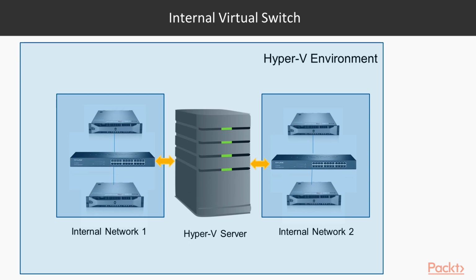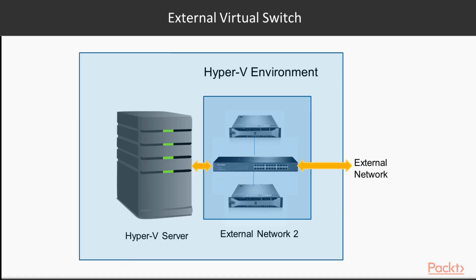The second type of virtual switch is called internal. This type of virtual switch provides access to other virtual machines connected to the same internal switch and to the Hyper-V host. This type of switch is typically used when files need to be exchanged between the Hyper-V host and virtual machines. When an internal virtual switch is created, a network interface is added to the Hyper-V host named vEthernet and then in parentheses the name of the switch.